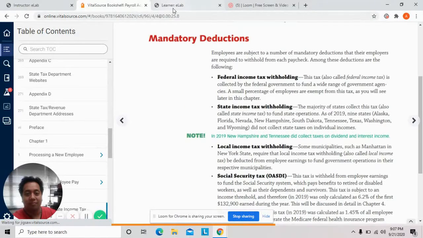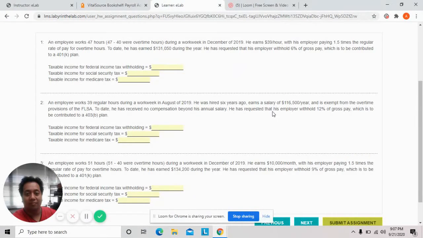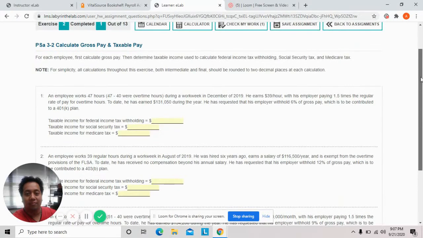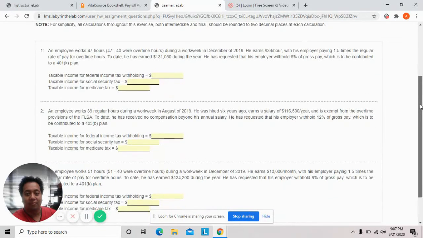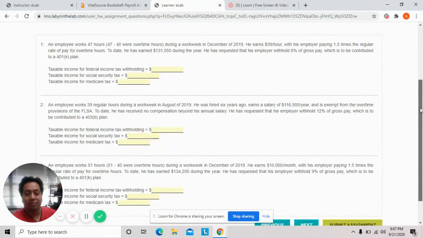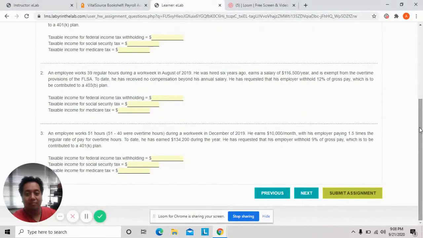In this assignment, you have to deduct any contributions. We're holding different percentages of gross pay, so make sure that you subtract that amount before you figure out the taxable income for income tax, Social Security tax, and Medicare tax.